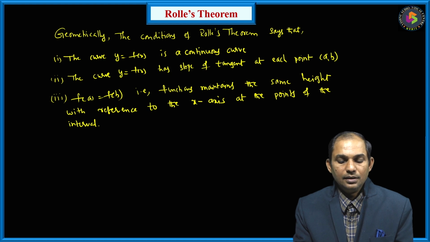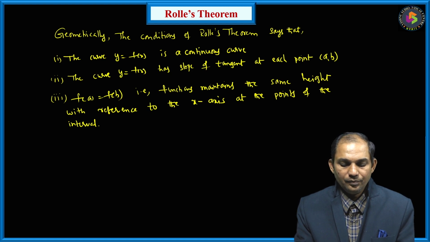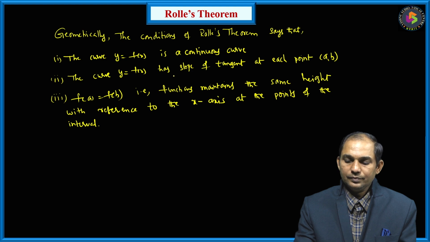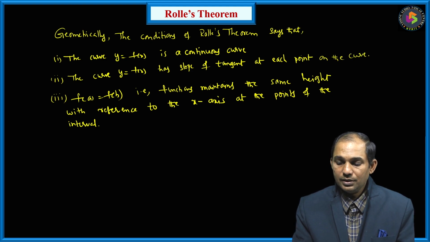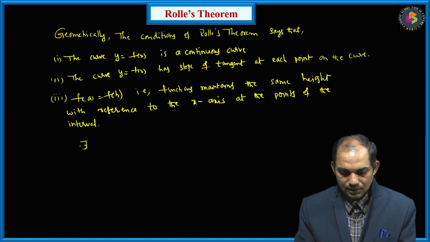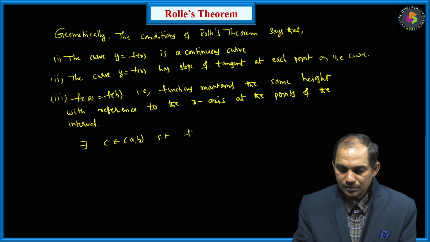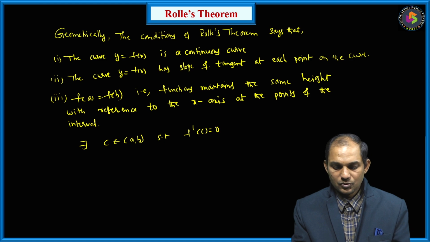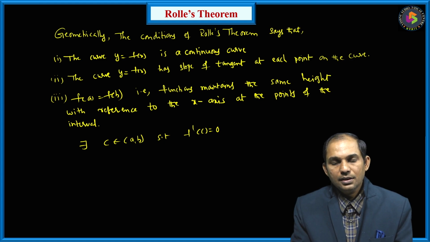So the first one says that the curve y is equal to f of x is a continuous curve, and the second one says that the curve y is equal to f of x has a slope of tangent at each and every point on the curve. And the third one, end points are maintained at the same height with reference to the x-axis. If these three conditions are satisfied, then Rolle's theorem says that there is a point c in the open interval a comma b such that f dash of c is equal to 0. So geometrically it means the slope of tangent at the point x equal to c is parallel to the x-axis.